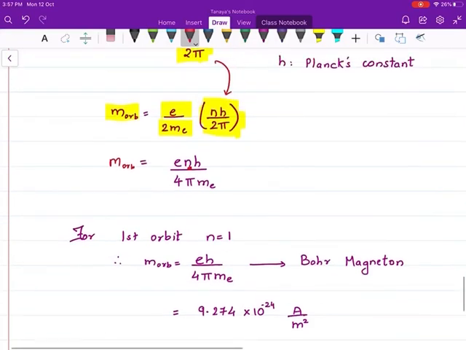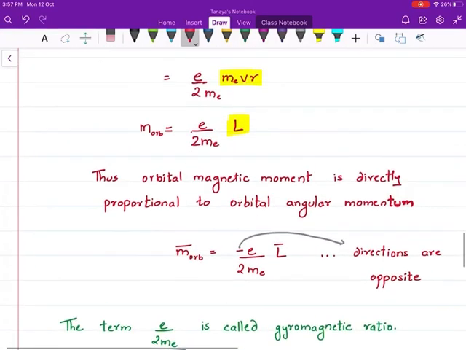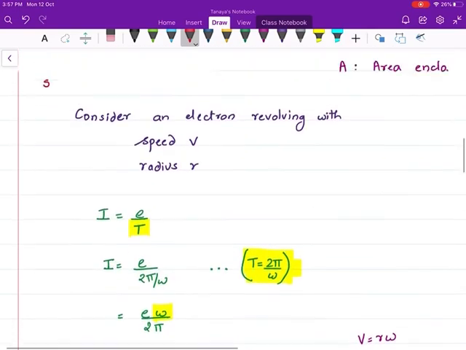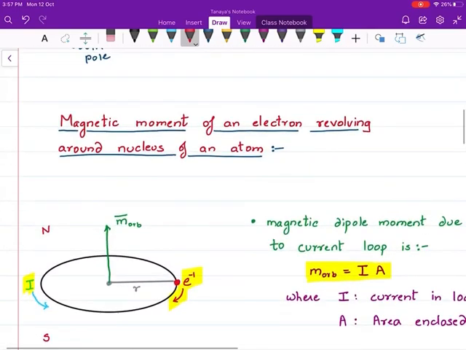So this was about how to find the magnetic moment of an electron which is revolving around the nucleus of an atom. In the next video, we will be seeing what is magnetization and magnetic intensity.